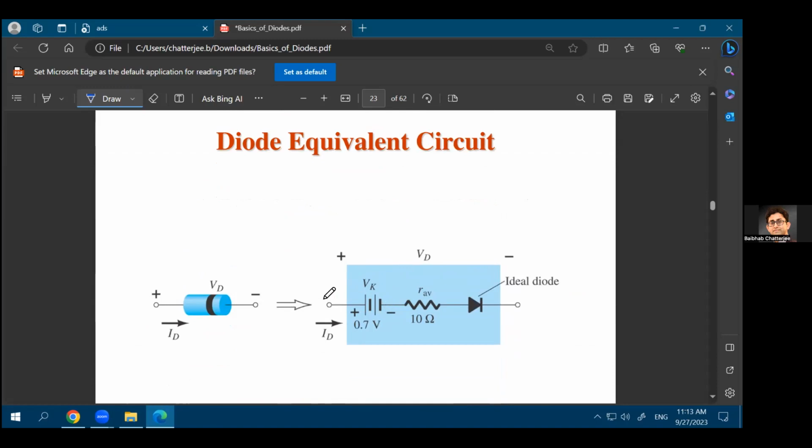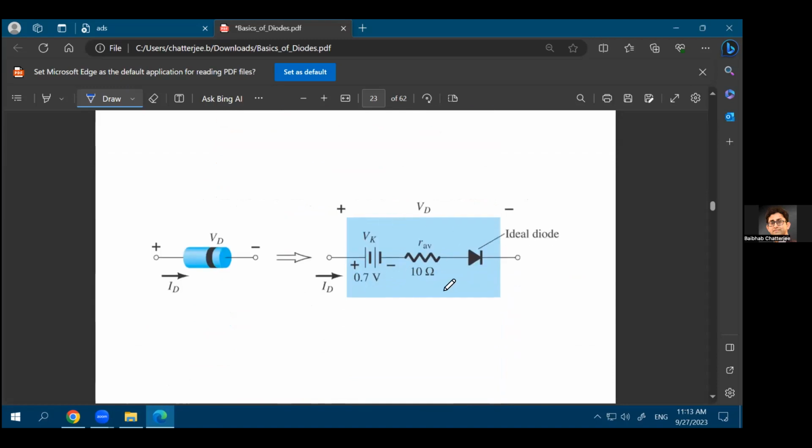So the equivalent circuit for the diode in forward bias is basically this: if you consider an ideal diode, it lets current pass, an ideal short circuit in forward bias and an ideal open circuit in reverse bias. But along with that, you will have an AC resistance or an average resistance associated with it in forward bias. And you have some forward bias threshold voltage, that only after you apply this much voltage will the diode actually start conducting current, right? So this is called the threshold voltage of the diode.